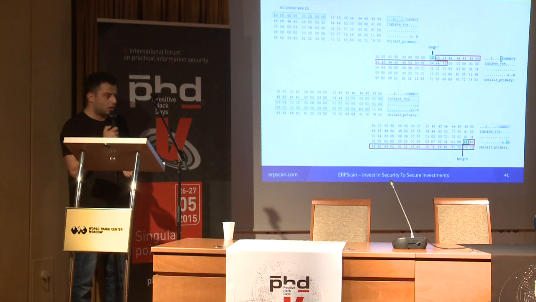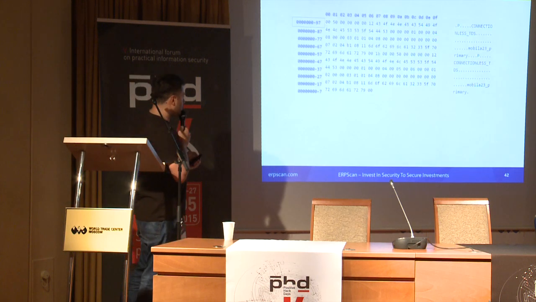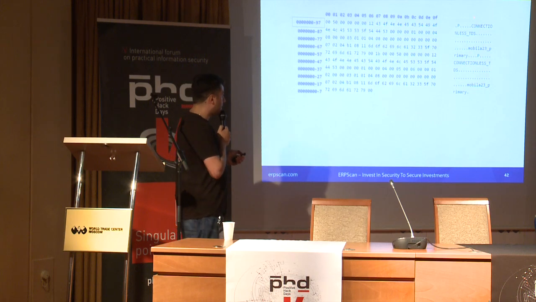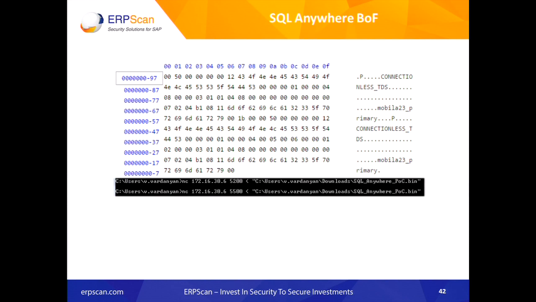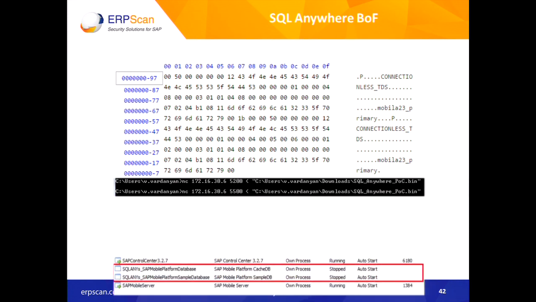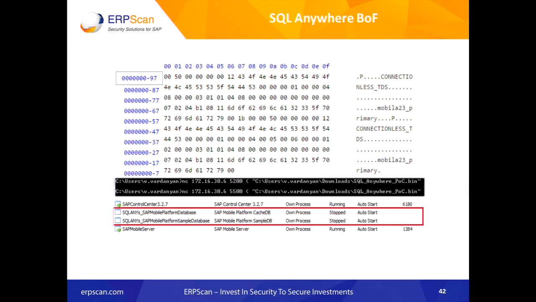The research has shown us that after sending this request, which represents 2 connection strings, to the server, in the process of sending it, you can see disconnection of services which work from the system account. So in other words, it's a DoS of SAP SQL Anywhere.